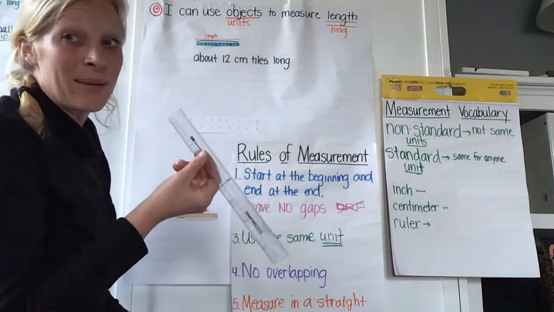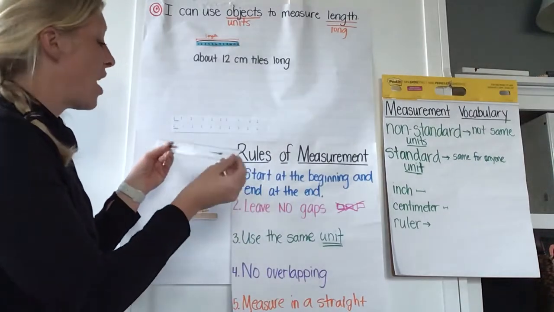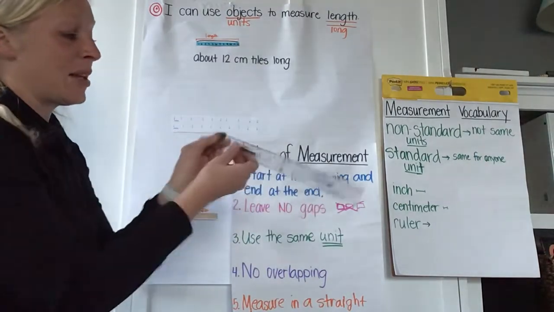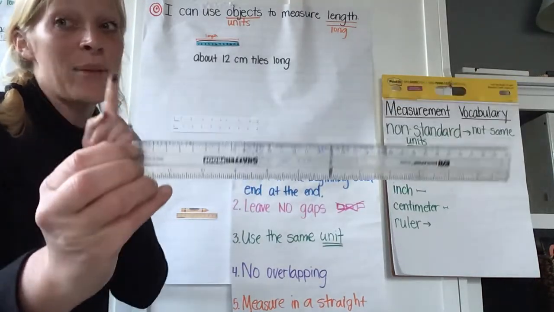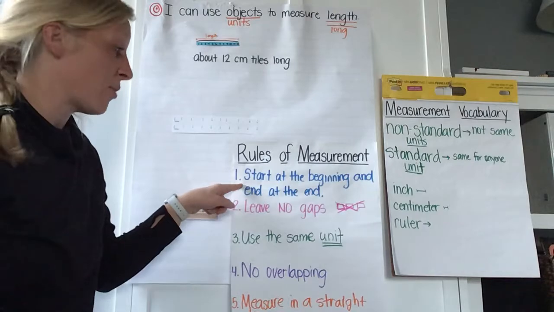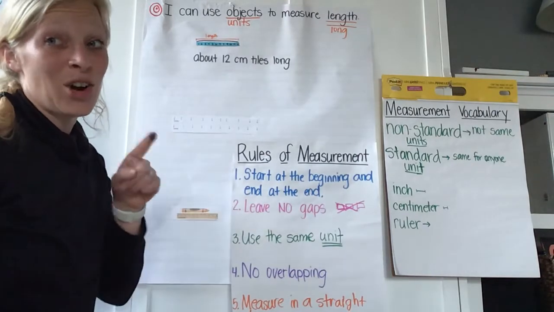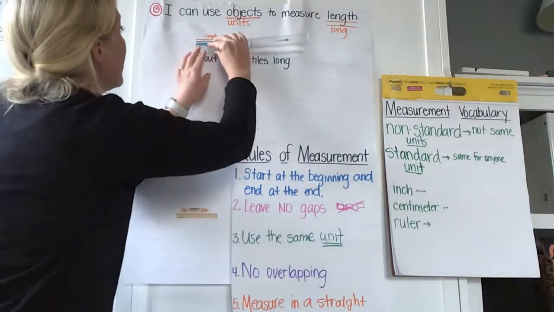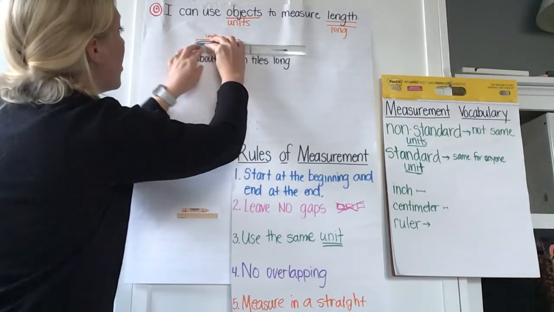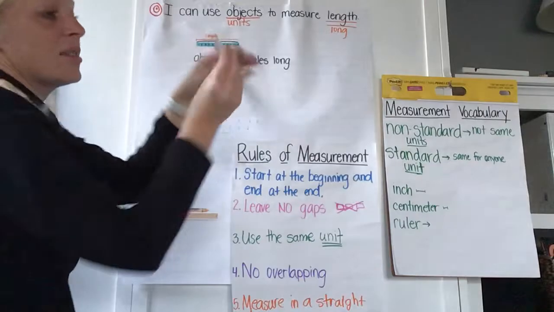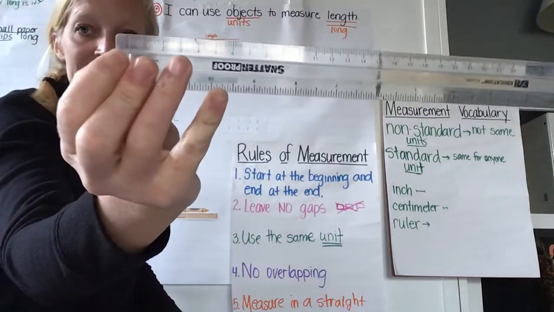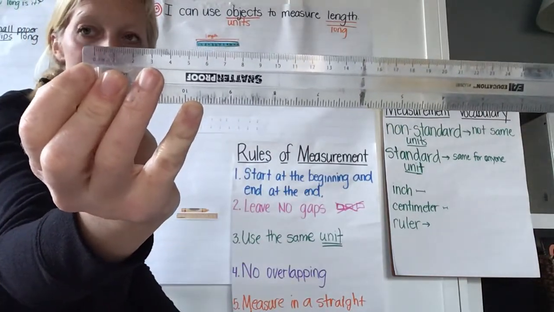Now, let's double check it, shall we? I'm going to come up here and you see where my 0 is? Just like with my inches, I'm going to start at the 0. Just like with my rules of measurement, I'm going to start at the beginning. And that start is that 0. And remember, take a peek at this. What do you notice about that? Is that 0 starting right at the end of that ruler?